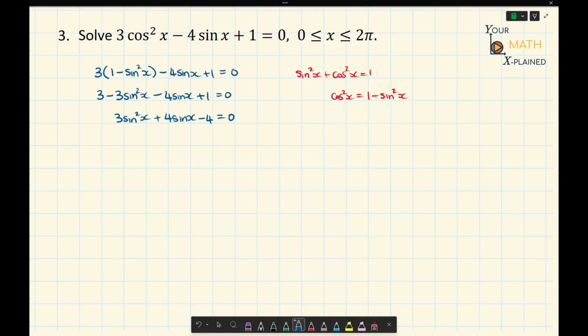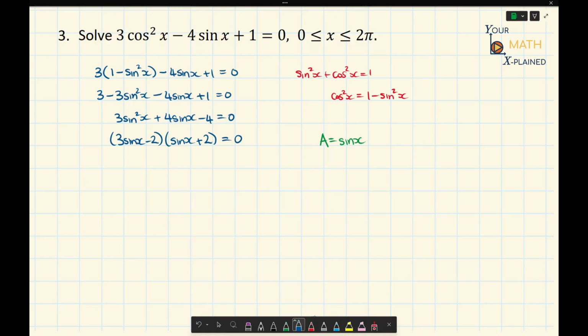And now we have a quadratic equation. And if you have trouble seeing that, go ahead and do a substitution where you let a be equal to sine x. And you will see that this is just 3a squared plus 4a minus 4. So now factoring this, we're going to get 3 sine x minus 2 and sine x plus 2. And this is equal to 0.